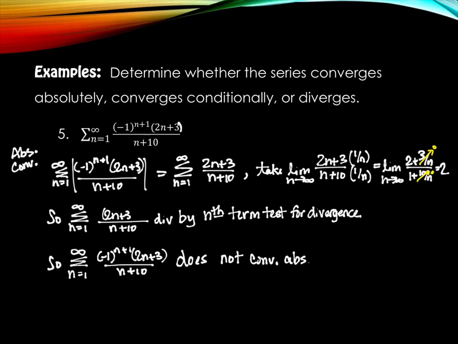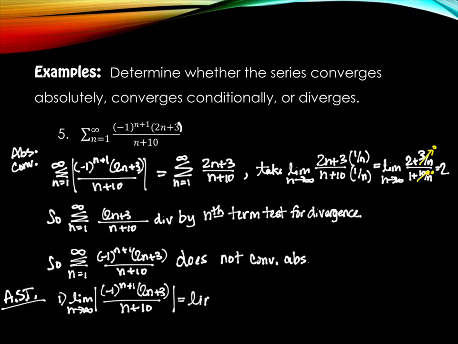So alternating series test. So what does the alternating series test tell us to do? Well, there's 2 things we have to check, right? First we need to make sure we have an alternating series, but we have one, yeah? Got the negative 1 to the n plus 1, so we have an alternating series. So we need to check, first of all, the limit part. So the limit is n goes to infinity of the absolute value of negative 1 to the n plus 1 times 2n plus 3 over n plus 10.